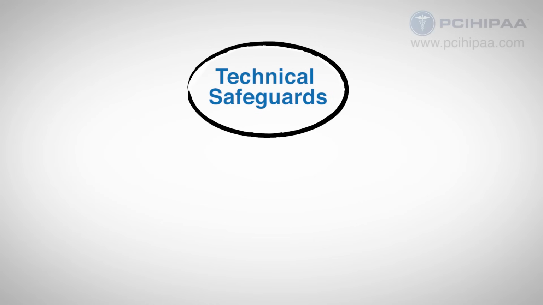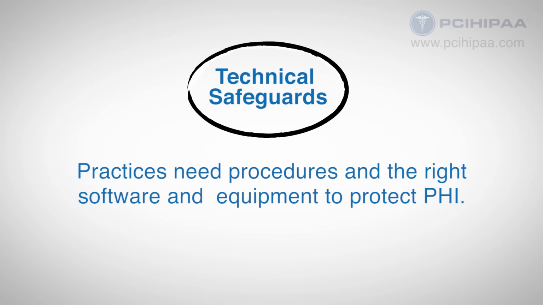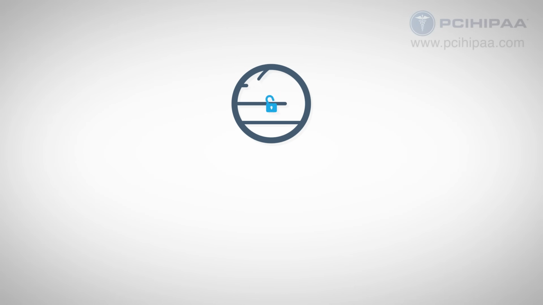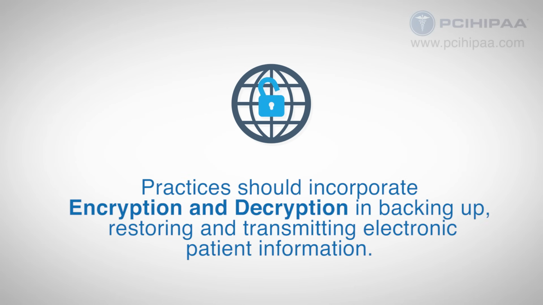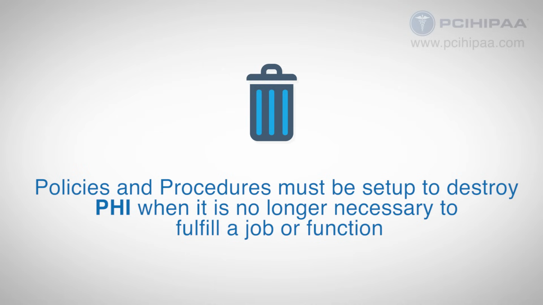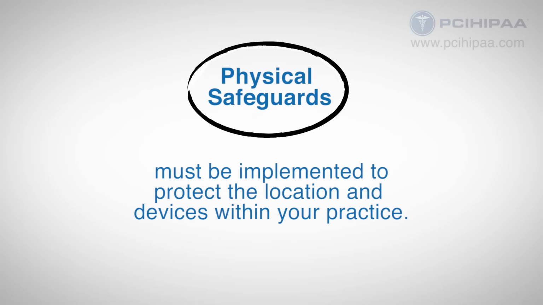Technical safeguards require practices to implement procedures and the right software and equipment to protect PHI. Practices must implement technical policies and procedures to allow access to only those people who need access to do their jobs. Practices should incorporate encryption and decryption in backing up, restoring, and transmitting electronic patient information. And policies and procedures must be set up to destroy PHI when it is no longer necessary to fulfill a job or function. Physical safeguards must be implemented to protect the location and devices within your practice.